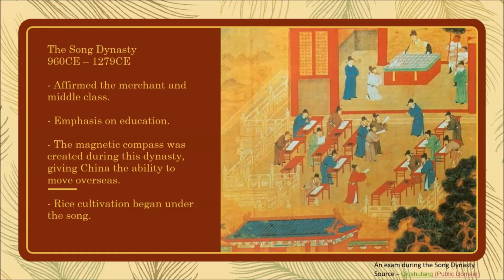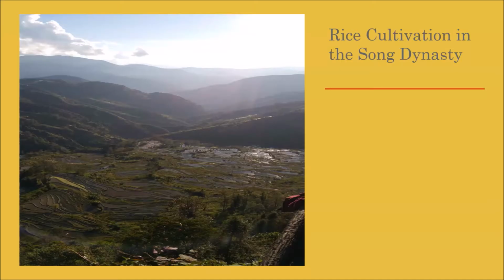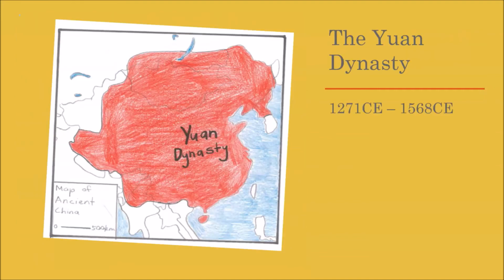Next up we have the Song Dynasty. So the Song affirmed the merchant and middle class of the ancient Chinese social structure. They had a great emphasis on education. The magnetic compass was created and perfected during the dynasty, giving China the ability to move overseas, and rice cultivation began under the Song as well. So this is what rice cultivation looks like. These are rice paddies. You can make them on the edges of hills, and it's one of the reasons why there was so much rice in China. They had a very hilly landscape, so they had to use it wisely.